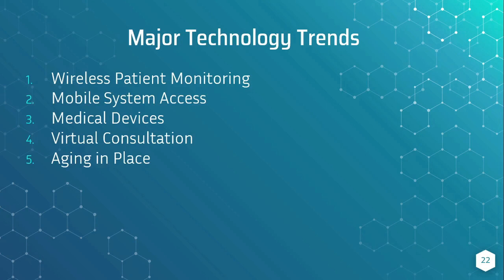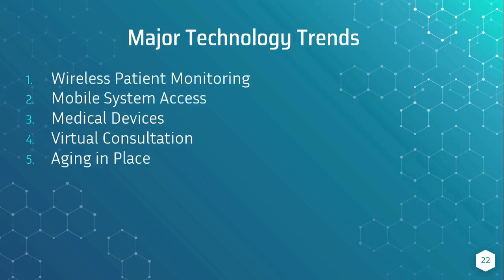Mobile system access. Mobile technologies that enable remote or virtual access to current clinical systems such as electronic health records and picture archiving and communication system. Examples, websites, portals, and mobile apps. Medical devices. Mobile or wireless-enabled technologies that capture and track key care compliance and disease management data. Examples, digital glucometers, blood pressure devices, and pedometers.